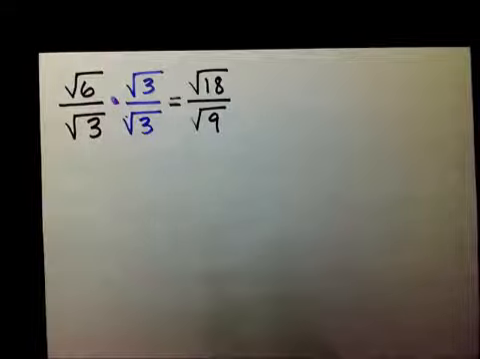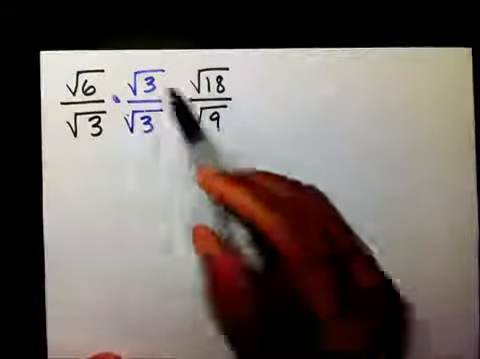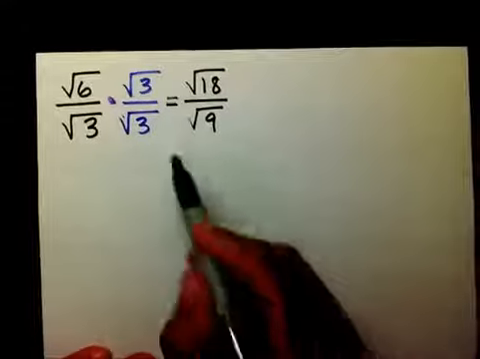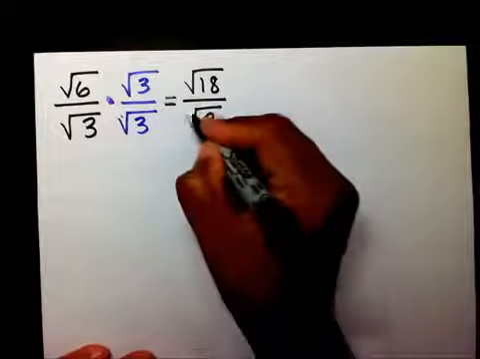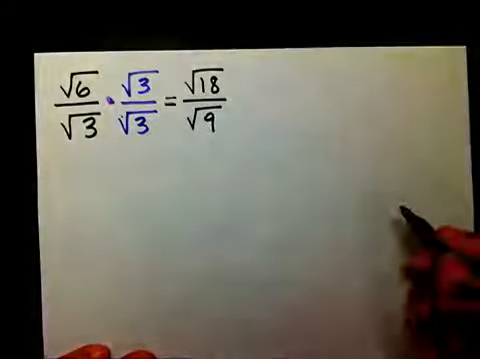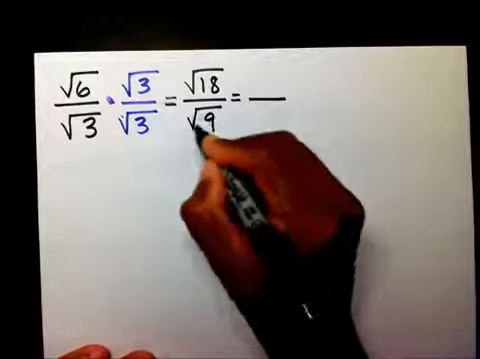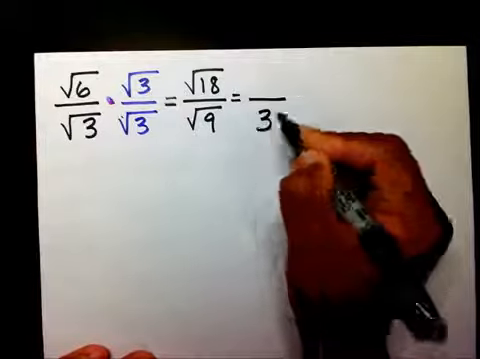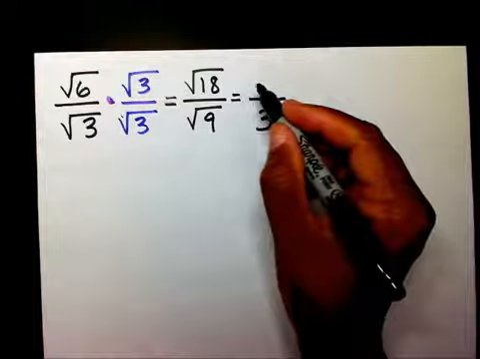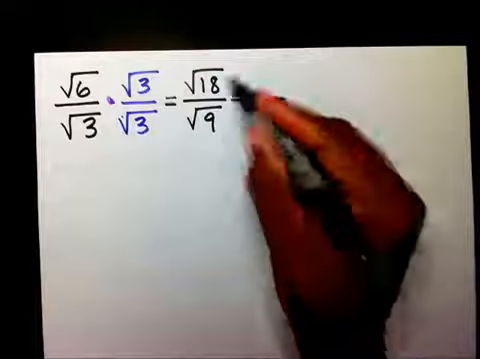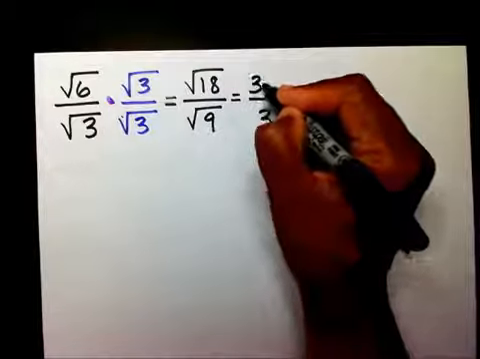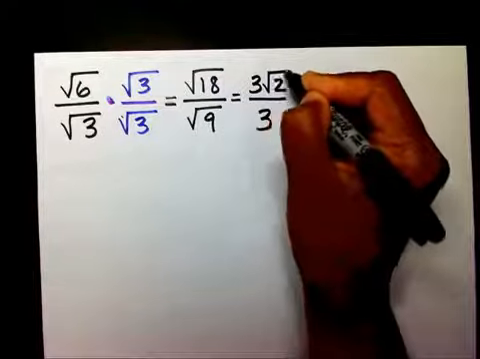And when we rationalize a denominator, that creates a perfect square in your denominator. And so we know that radical 9 is 3, and we can also simplify radical 18 to 3 radical 2.